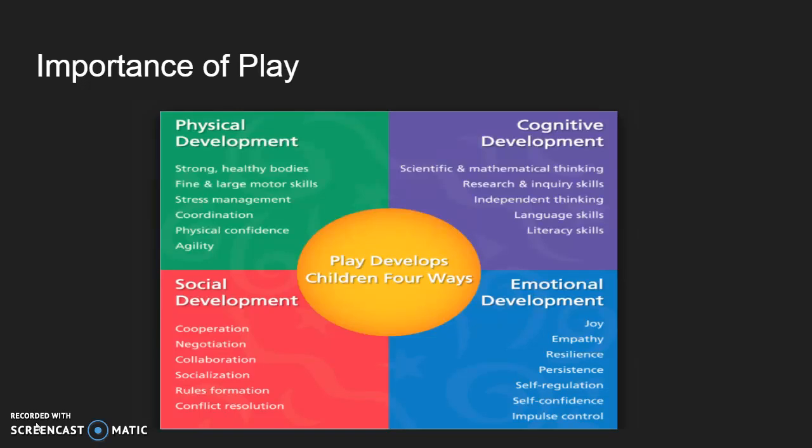The important thing to note about these areas of development is that they overlap and they interrelate. So you could be doing an activity that is meant to be a fine motor activity. Let's talk about, like, beading. But really that activity could hit on so much more.